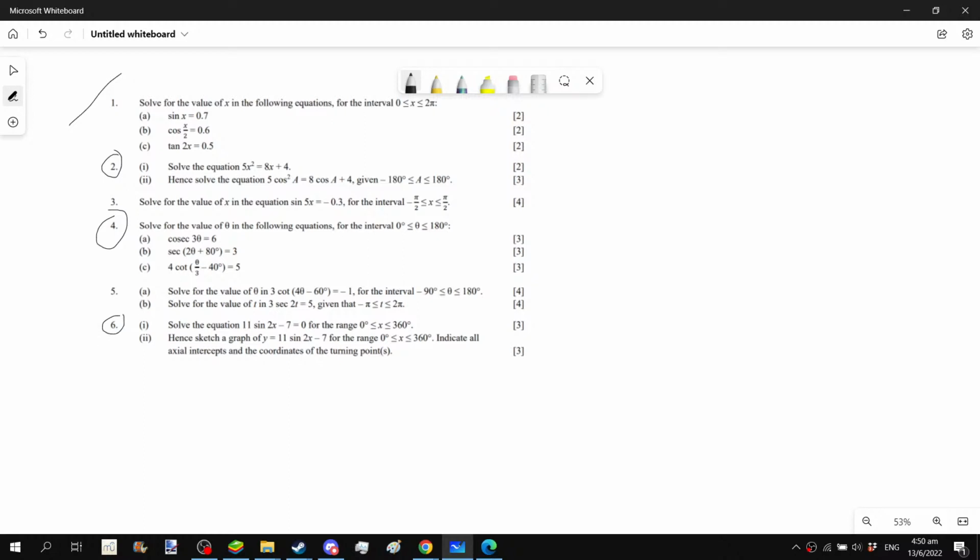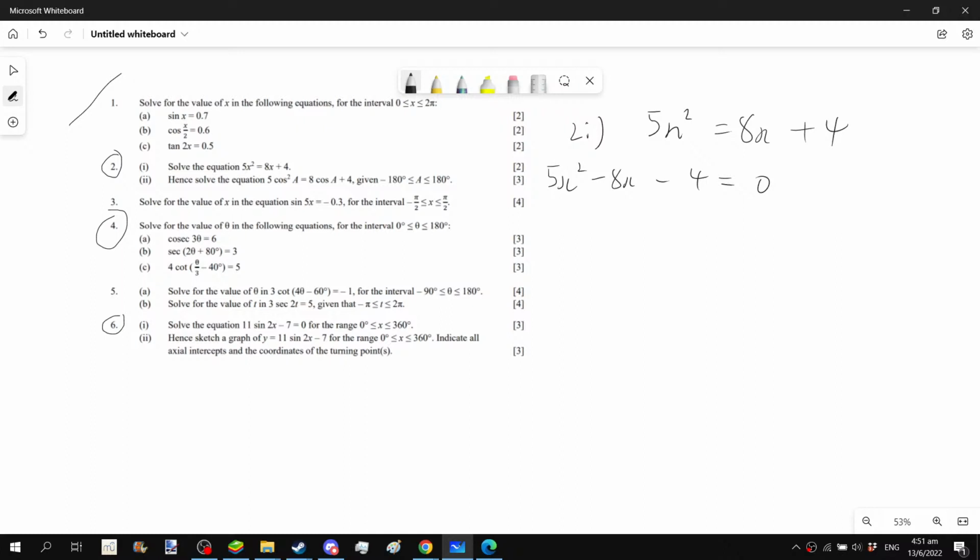Alright, so let's look at question 2 next. Question 2 tells us, first of all, to solve the quadratic 5x squared equals 8x plus 4. Assuming you are a student of mine, I would hope that this is exceedingly trivial to you. We will start by, of course, moving everything onto the left side.